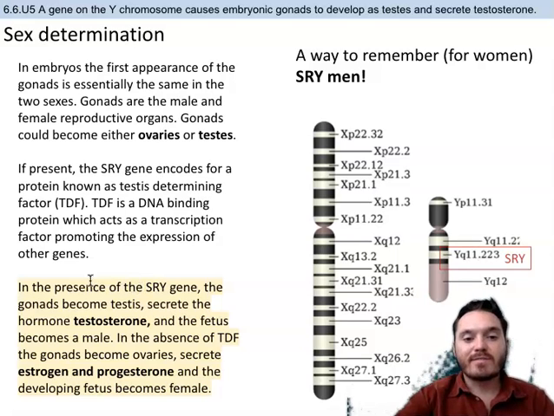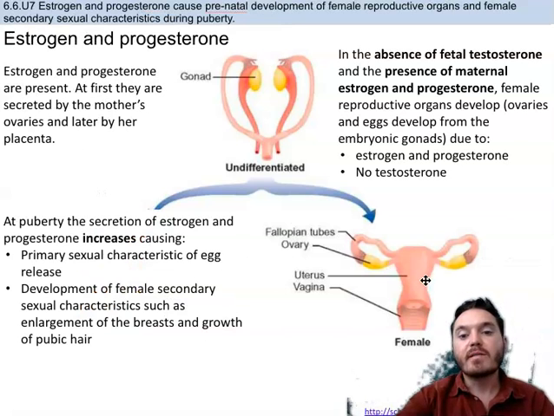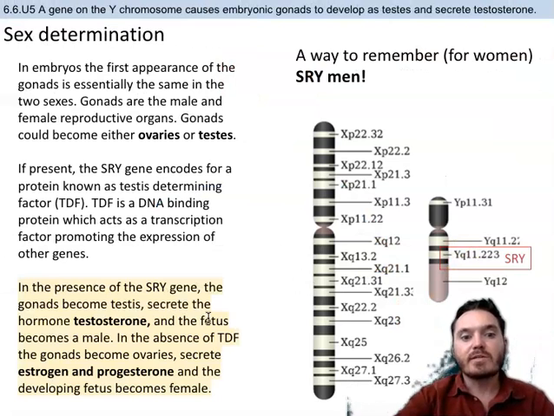In the absence of this SRY gene, the gonads become ovaries. So these gonads, instead of becoming the testes and the male reproductive organs, become the female reproductive organs, and specifically the ones that secrete hormones involved in continuing to develop the female reproductive organs are estrogen and progesterone.